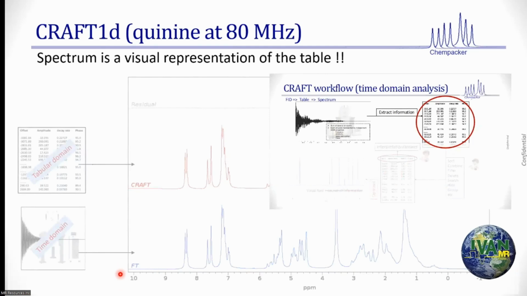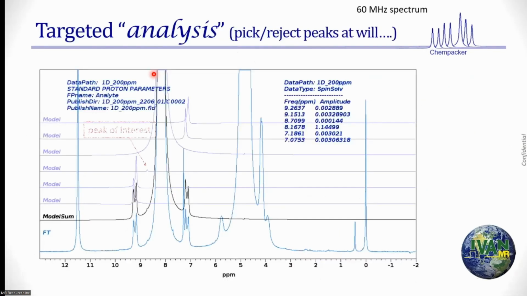I just wanted to emphasize the point. A spectrum is a visual representation of a table. It's almost like a pie chart versus a spreadsheet. A spreadsheet has information. A pie chart is a visual representation. That's what I wanted to emphasize in that table.